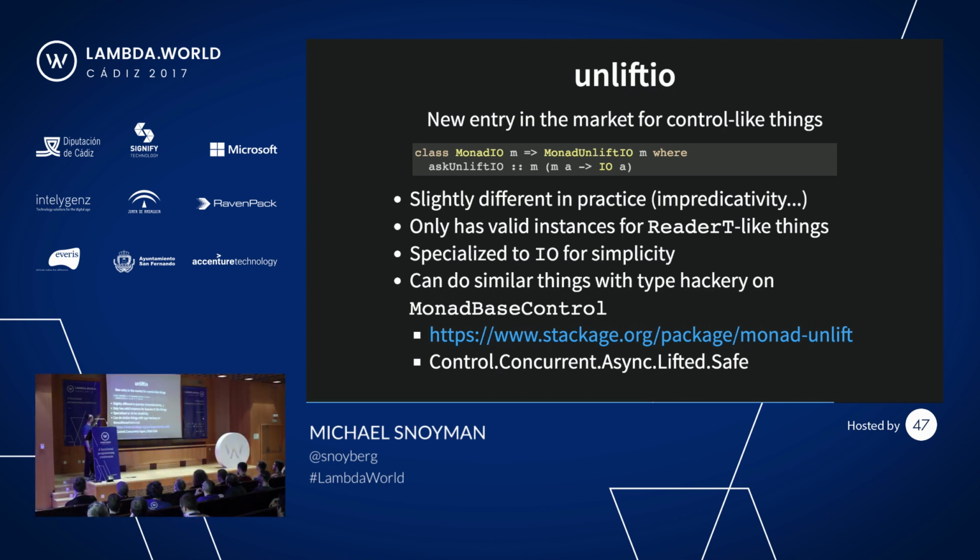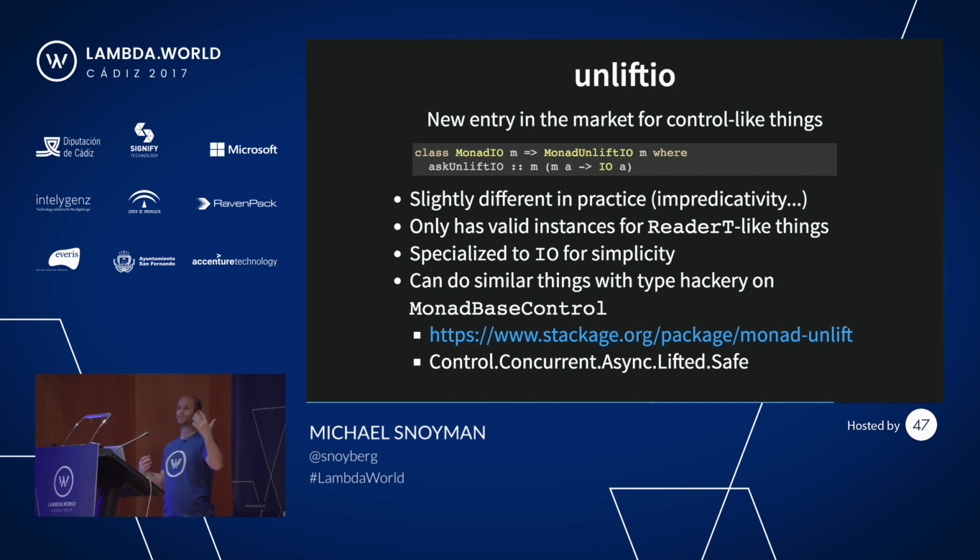So we have this askUnliftIO method, and it says, I'd like to be able to figure out some way that I could take a transformer action like ReaderT on top of I/O and run it in I/O. And then you can just use liftIO to lift it back up. This works very well for ReaderT, but if you try to implement it for StateT or ExceptT, you're going to fail. There are some type class laws associated with this, and there's no way that you can implement this correctly. And this is by design.